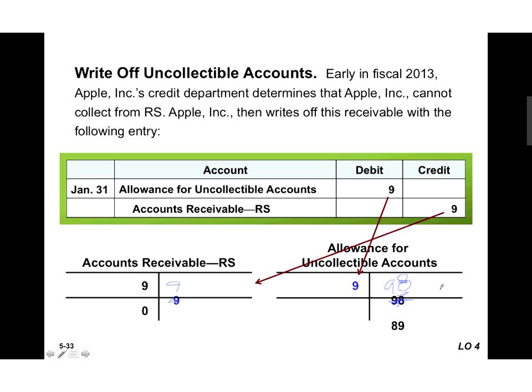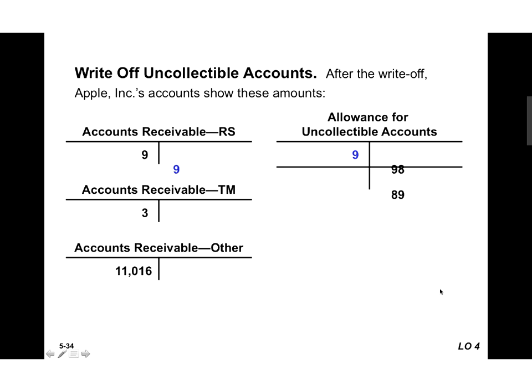Okay, so after we do this, our accounts receivable will drop by 9. Our allowance for uncollectible accounts will also drop by 9. So what we're going to see then, if we go back to our T accounts for this, we are going to see this accounts receivable here.